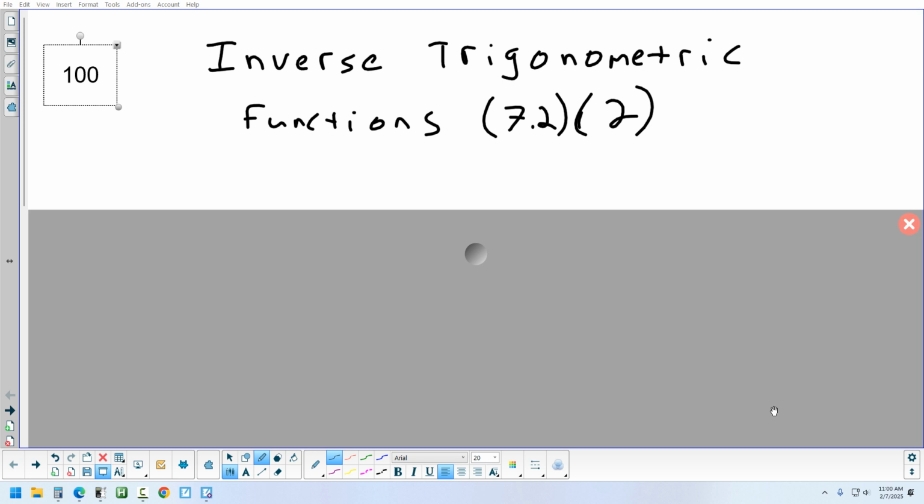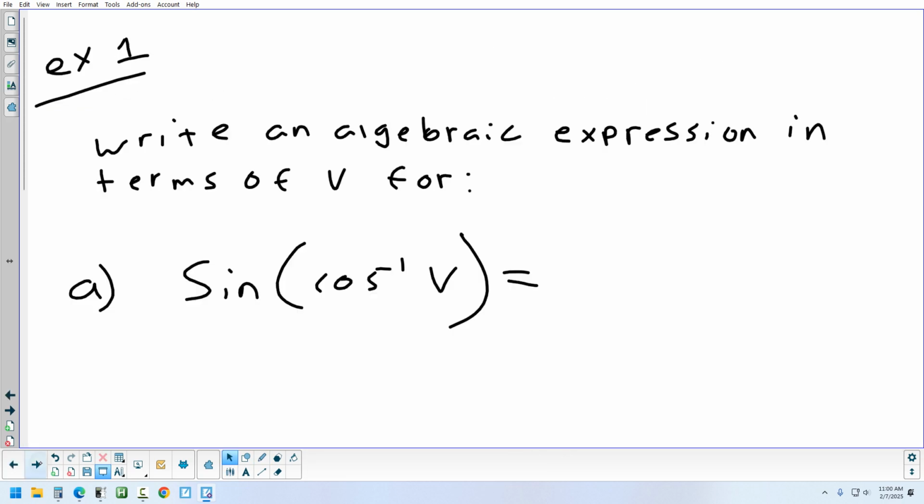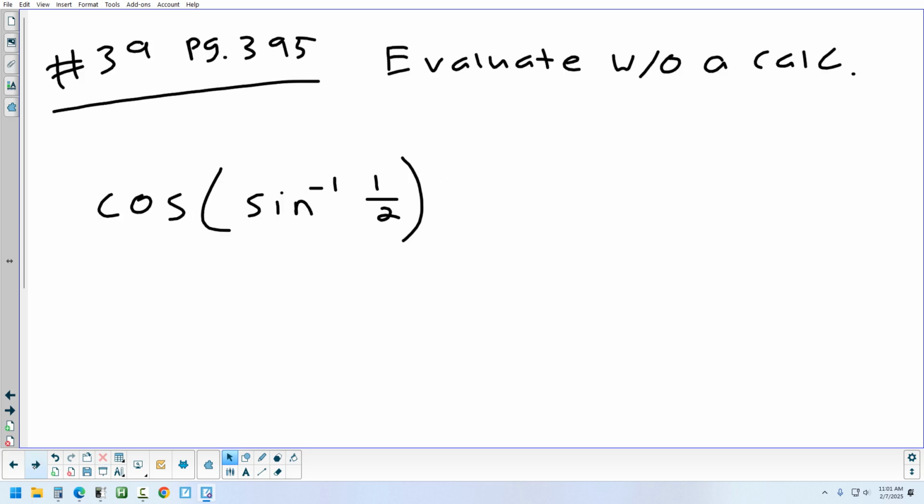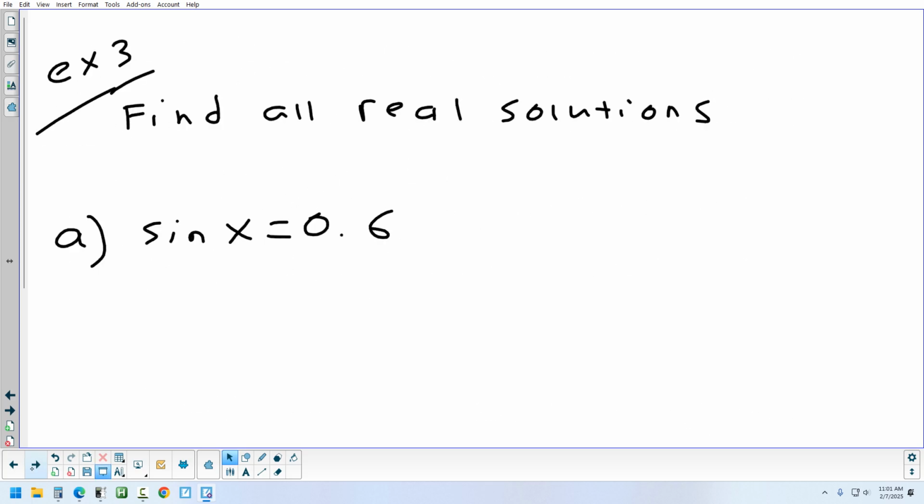All right, so we're going to finish up section 7.2, which is on inverse trig still. And we're going to look at a couple things. We're going to look at a way we can take a formula like that and simplify it. Okay, so it's not as complicated, doesn't have any trig in it when we're done. So we're going to be able to get rid of those two trig functions. And then we're going to finish up by looking at how to solve trig equations.